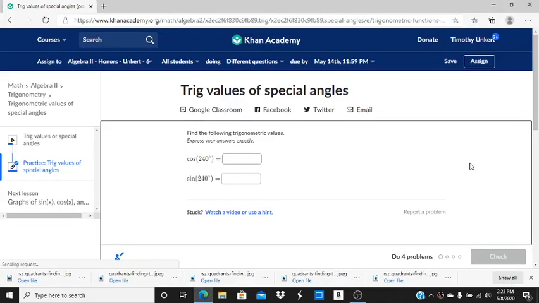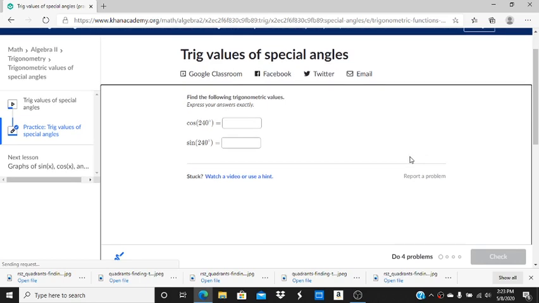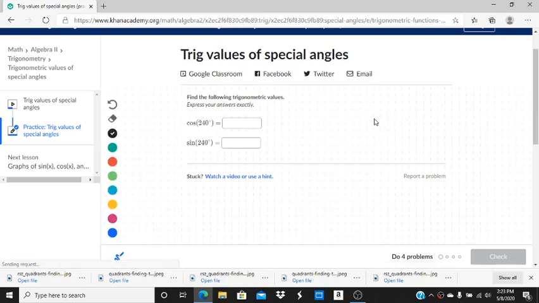Hey, Mr. Unkert here, and in today's video, I'm going to be looking at the Khan Academy assignment, trig values of special angles. We're going to find the trig values exactly, okay? So to do this, we're starting off with the cosine of 240 degrees and the sine of 240 degrees. So let's draw this out.